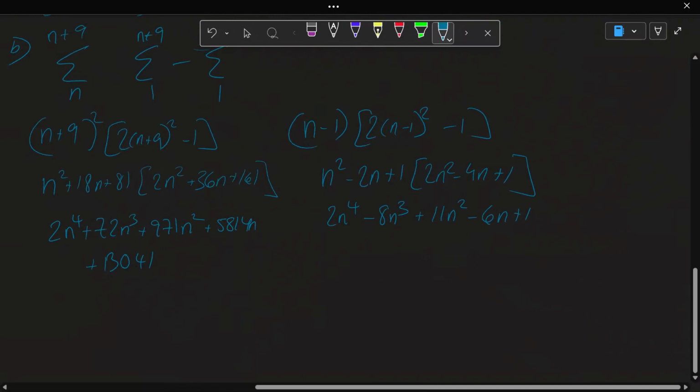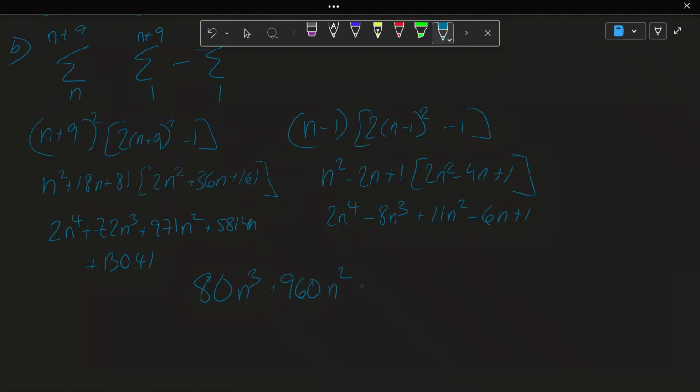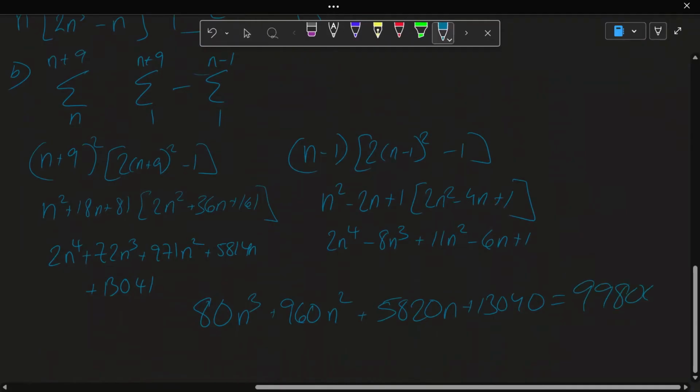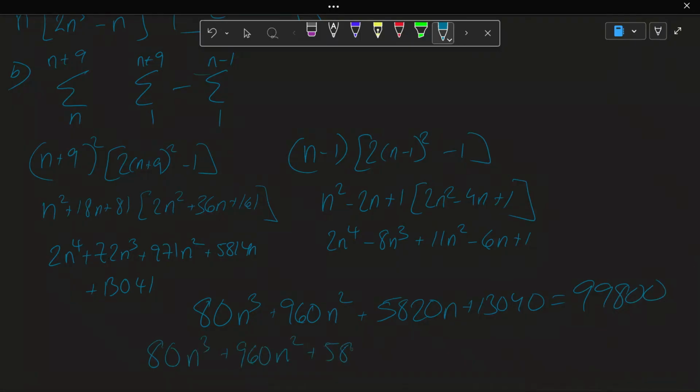Minus that gives us 80n cubed plus 960n squared plus 5,820n plus 13,040. So that is equal to 99,800. So the final cubic is 80n cubed plus 960n squared plus 5,820n minus 86,760.